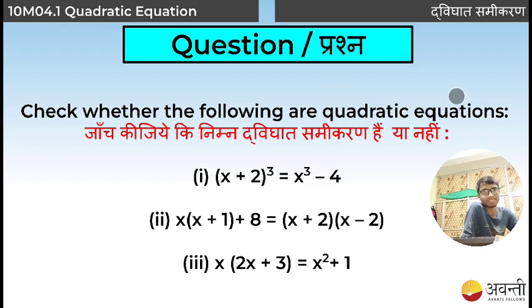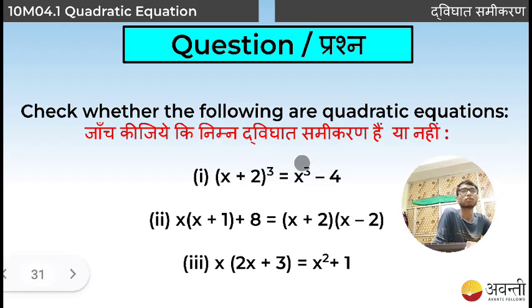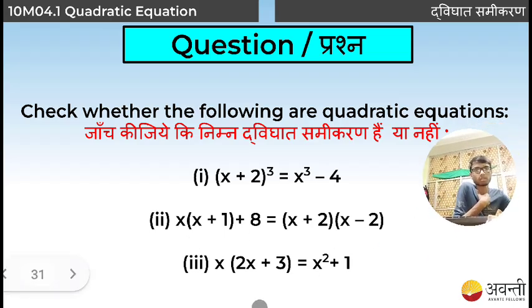We have some questions. Check whether the following are quadratic equations or not. Here we can see that yes, the exponents are 3. In this also they are 3. The exponents are whole numbers. In this, yes, the exponents are whole numbers, and in this, yes, the exponents are whole numbers. All these are valid. All these are quadratic equations because the exponents are whole numbers. That's it, one rule is completed. One rule all these quadratic equations are following.